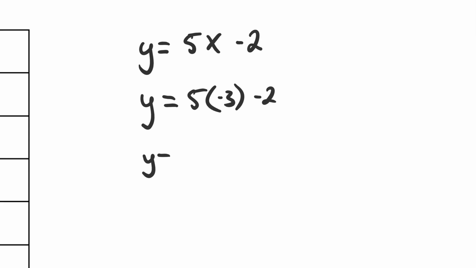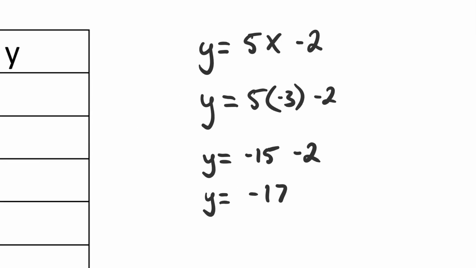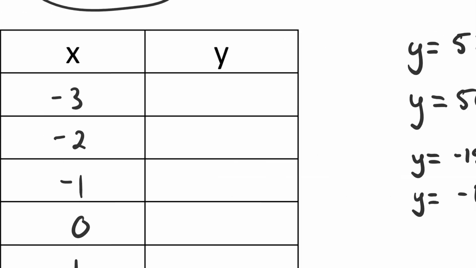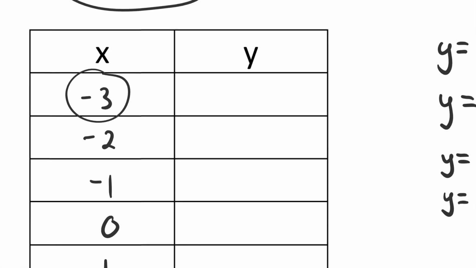And we'll have y equals 5 multiplied by negative 3, which results in negative 15. Subtract 2. Continue this down. Y equals now negative 15 subtract 2 gives me negative 17. So when we chose an x value of negative 3, we ended up with a y value of negative 17.